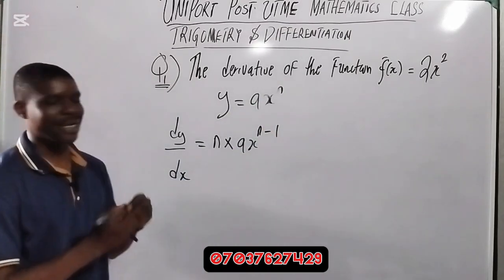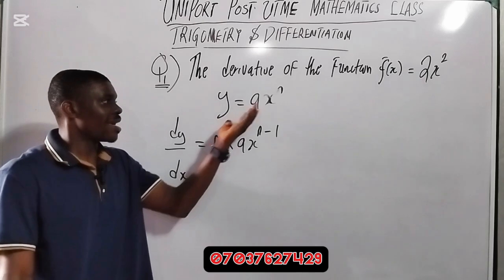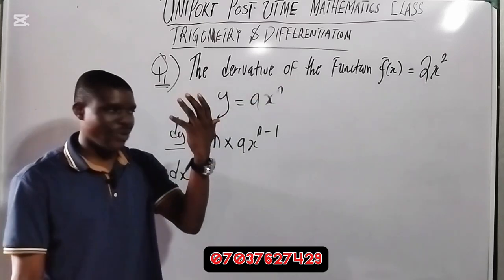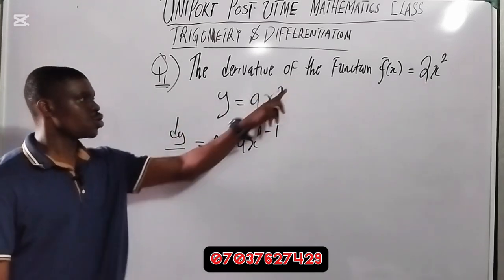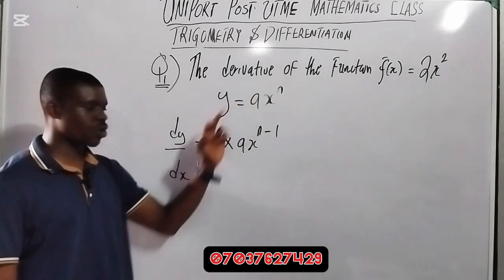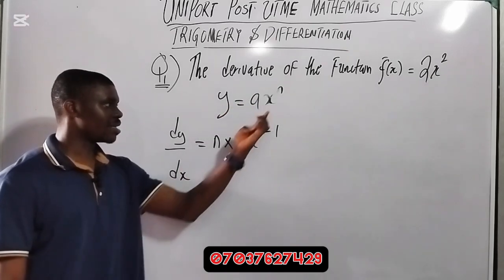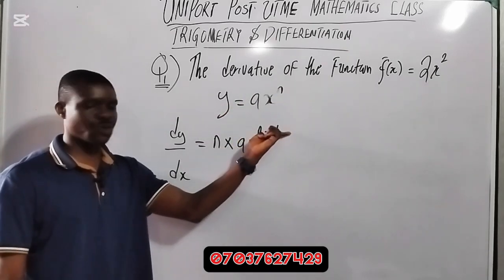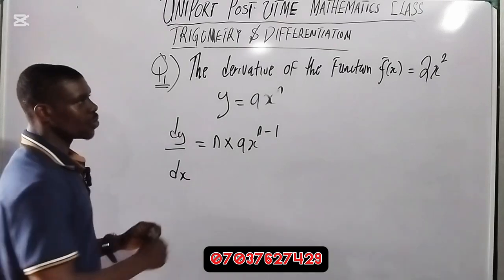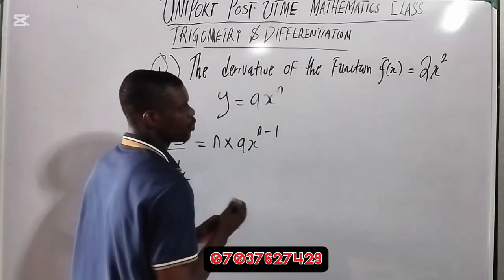Just that. So when you have a function like y equals a x raised to n, what happens here? dy dx equals what? You bring this n down, so it's going to be n times a, then x to the n minus 1, you subtract one from the index. As easy as that.